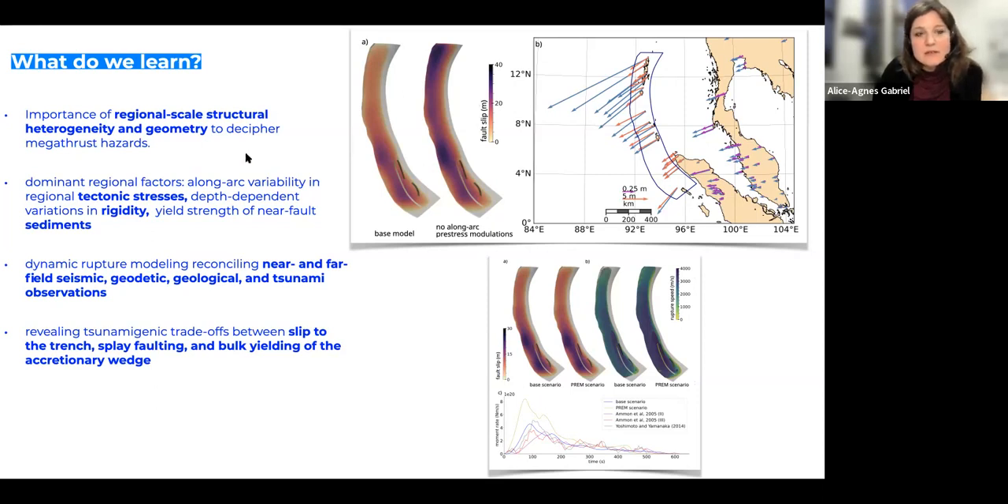And I think it's interesting to stress the importance of regional scale structural heterogeneity and geometry to decipher megathrust hazards. The dominant regional factors are tectonic stress, rigidity, and sediments near the fault. We can also use this model to reconcile seismic, geodetic, geologic, and tsunami observations. That's something that's been of interest in generic dynamic rupture models too. But we showed in this data-constrained setting that there are these trade-offs: slip to the trench, bulk yielding of the wedge, and splay faulting don't have a huge effect here, but that is part of another study.